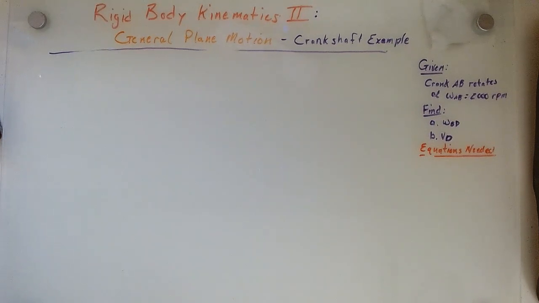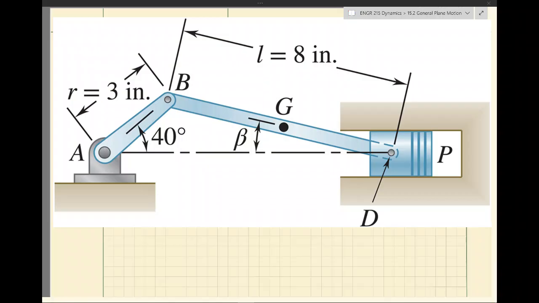We're looking at plane motion, and today we're going to talk a little bit about general plane motion and do an example. So the physical system that we are looking at is this one here, and we're given that crankshaft AB rotates in the clockwise direction at a rate of 2,000 RPMs. And we're asked to find the angular velocity of bar BD and then the velocity of the piston, which we represent as V sub D, right?